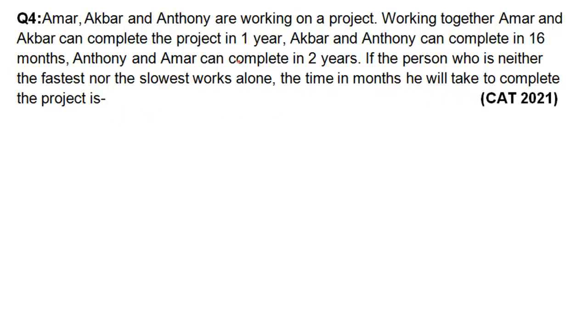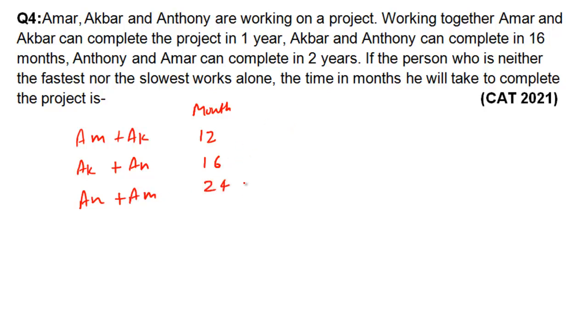So they are working, 2 people are working together. So the situation is Amar and Akbar working together. I'm just writing in this way. They are taking 1 year, that means 12 months to complete. And then what is given, Akbar plus Anthony, they are taking 16 months to complete. And then Anthony plus Amar, they are taking 2 years, that is 24 months to complete.